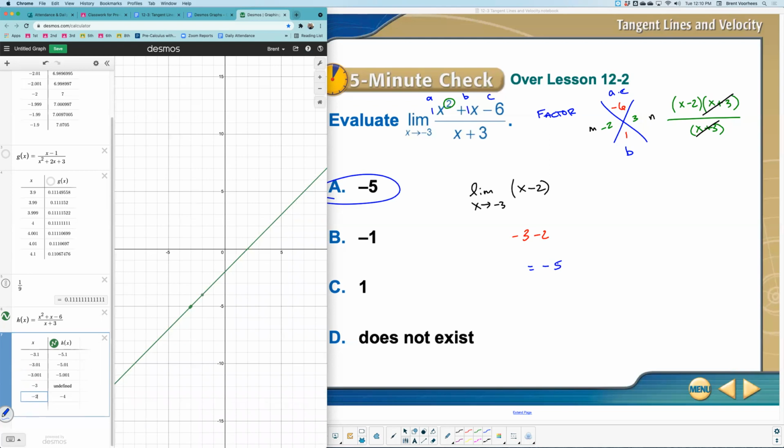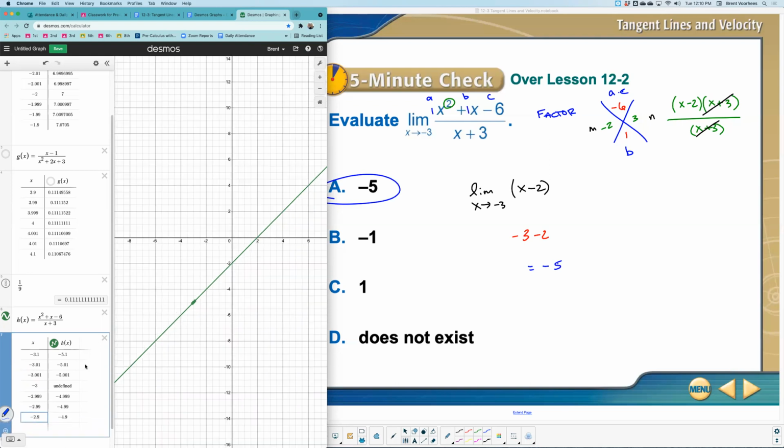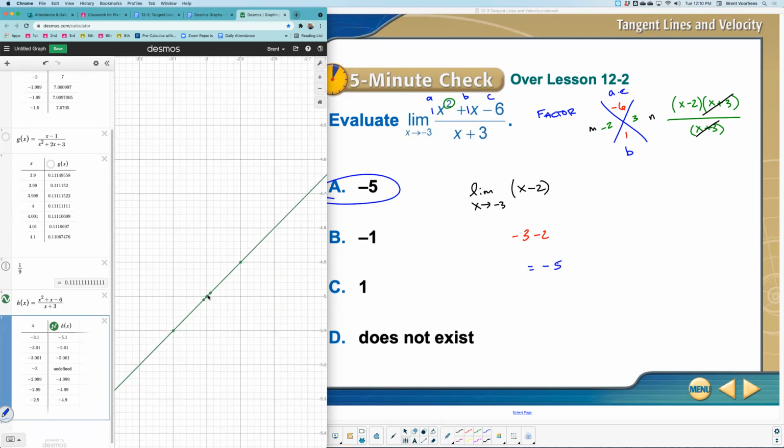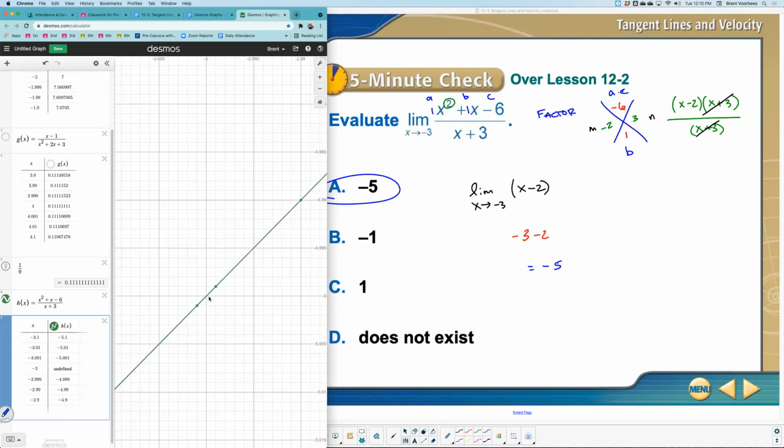But as -2.999, let me get these in there, -2.99 and then -2.9, you can see that these values are closing in or approaching the value -5. It would be an open circle in there. Let me zoom way in. Right there, you can see it's an open circle. It's undefined, but that doesn't mean the limit doesn't exist. That means h of x might not exist there, or this function right here won't exist at -3. But graphically, we see that the limit does exist, and that limit was -5.